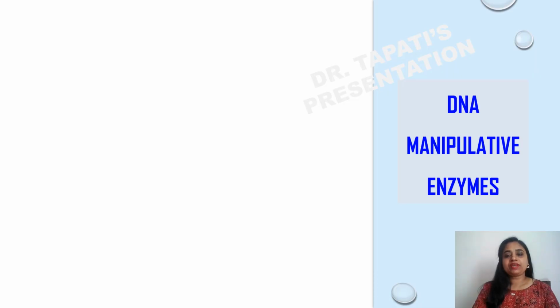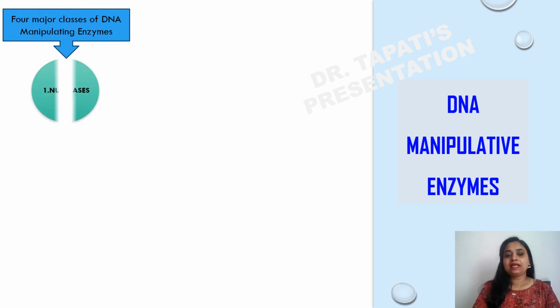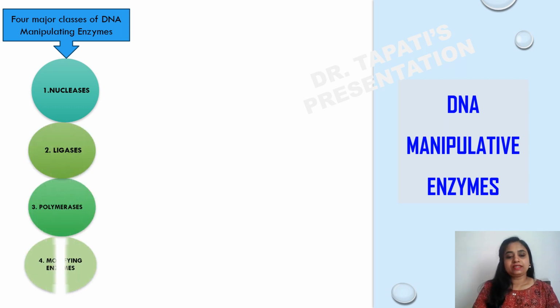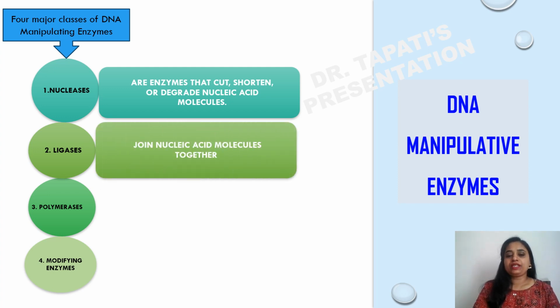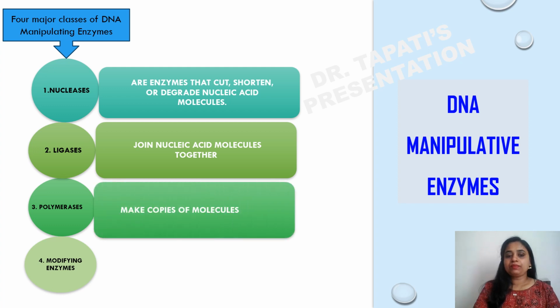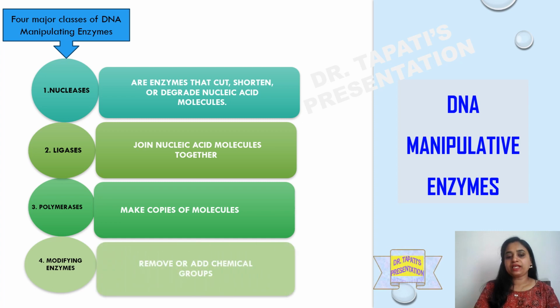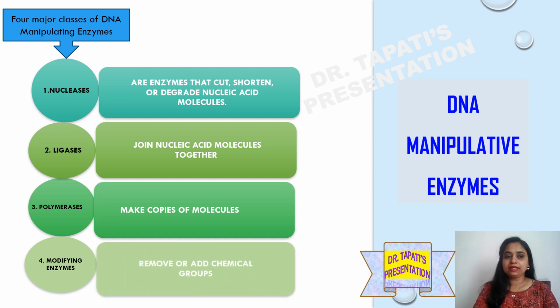Depending on the type of reaction that they catalyze, DNA manipulative enzymes can be grouped into 4 broad classes, including nucleases, ligases, polymerases, and modifying enzymes. Nucleases are enzymes that cut, shorten, or degrade nucleic acid molecules. Ligases join nucleic acid molecules together. Polymerases make copies of molecules, whereas modifying enzymes remove or add chemical groups.